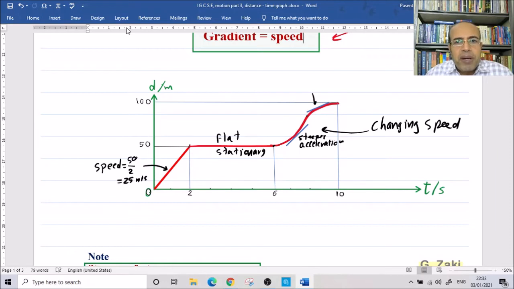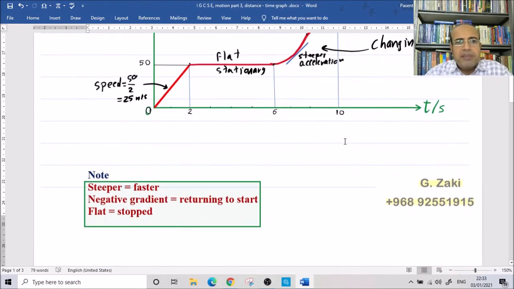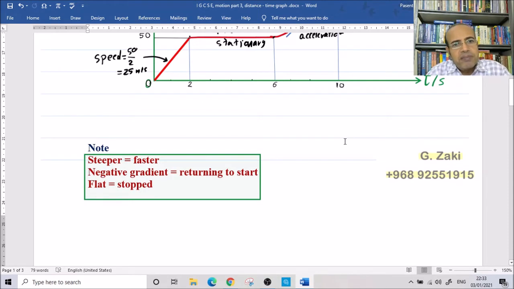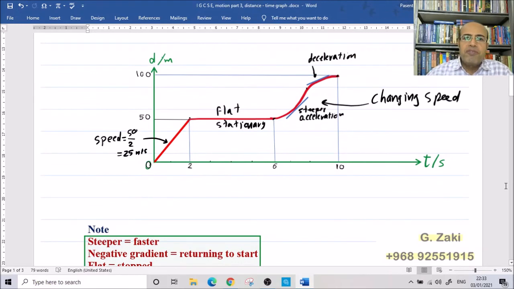Now, in this part of the curve, the gradient of the curve is less steep, so the speed decreases. It means deceleration. Now, remember that note. Steeper means faster. Negative gradient means returning to start. So if we have a negative gradient like this, it means returning to start.